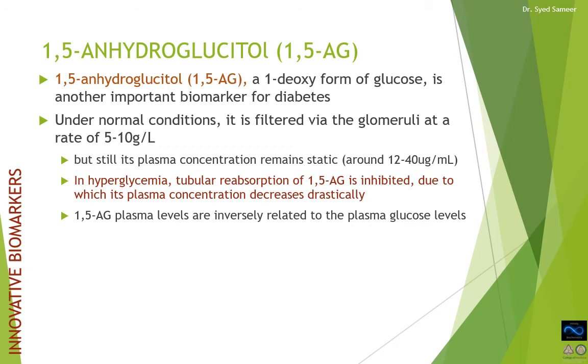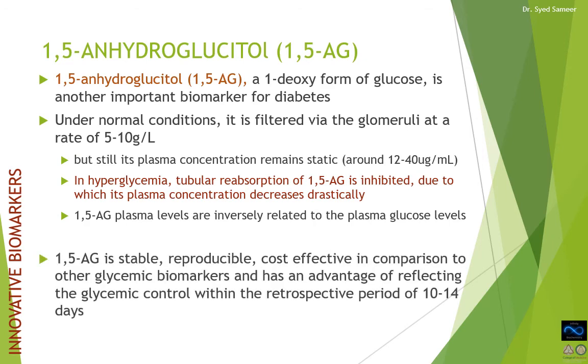In hyperglycemia, what is seen is that tubular reabsorption of this compound, 1,5-AG, is inhibited, due to which the plasma concentration will decrease drastically, and hence this decrease can be reflective of the glycemic control as well. So 1,5-AG plasma levels are inversely related to the plasma glucose levels. It is usually stable, reproducible and cost effective, and hence it is used in comparison with other glycemic biomarkers, and has the advantage of reflecting the glycemic control within a retrospective period of 10 to 14 days.